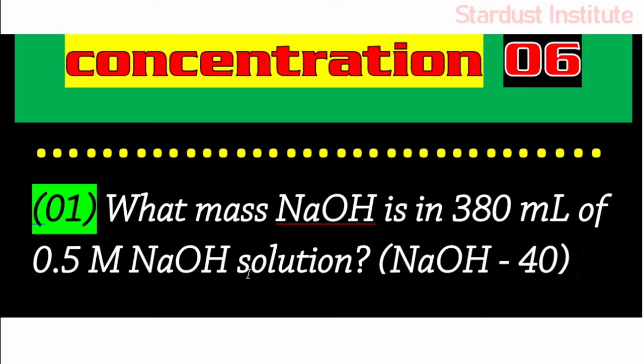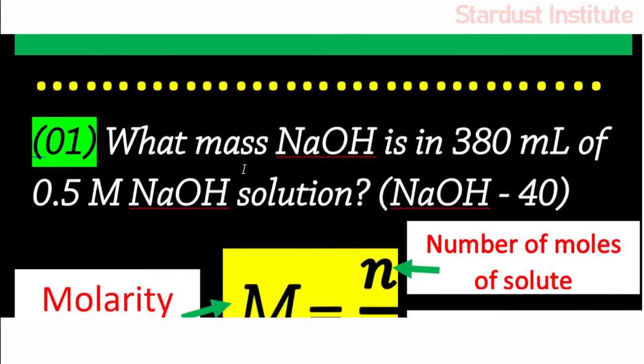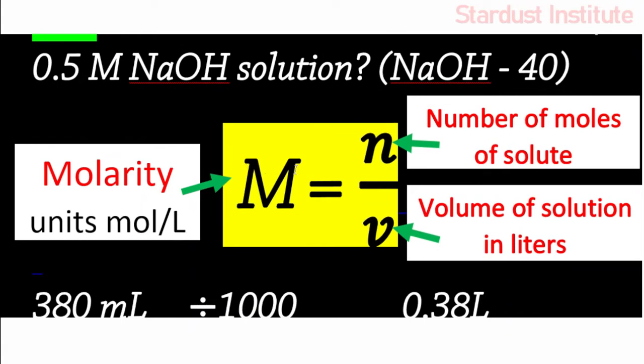Here we can use the formula of molarity: M equals n divided by V. Molarity has units of moles per liter. n is the number of moles of solute, and V is the volume of solution in liters.